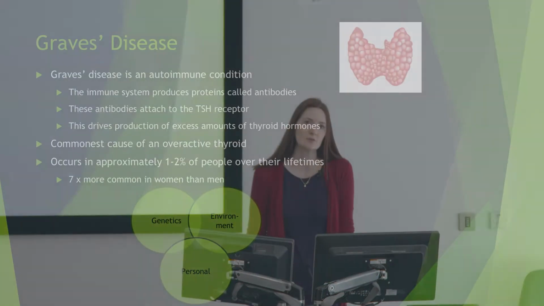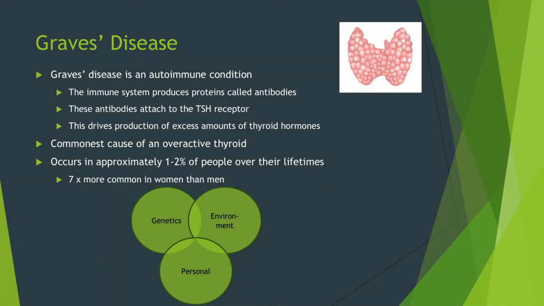So Graves' disease is an autoimmune condition, and this is where the immune system, which has evolved to fight infections, actually turns on the body and starts to attack different organs. In Graves' disease, the immune system produces autoantibodies, and these antibodies are to the TSH receptor. They attach to the receptor and they drive production of thyroid hormones, and this results in thyrotoxicosis or hyperthyroidism or thyroid hormone excess.